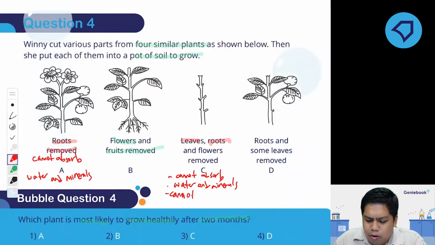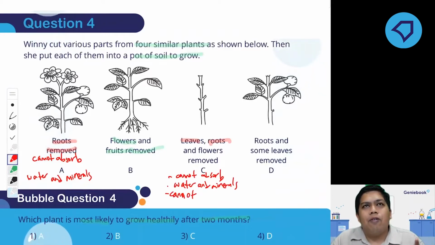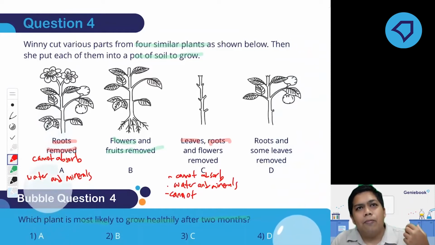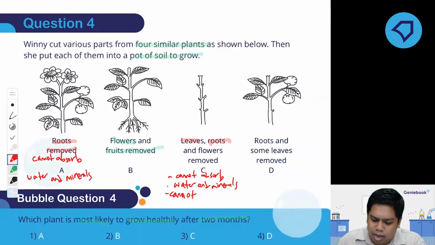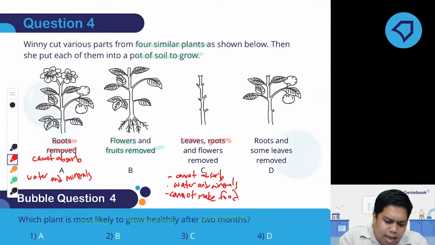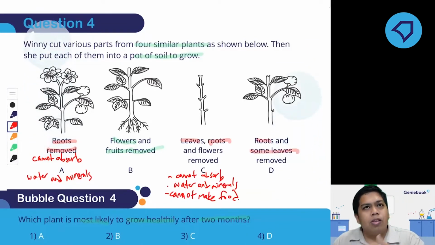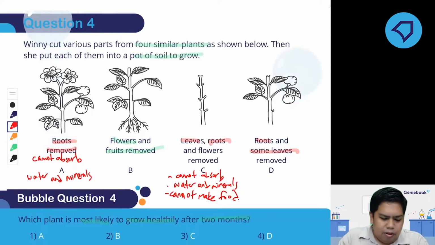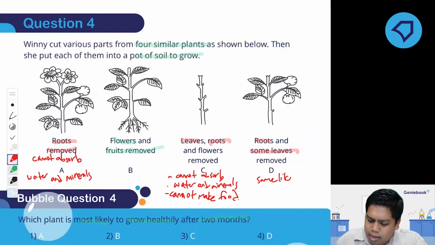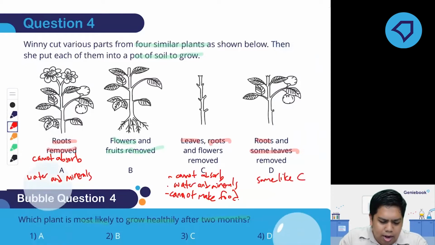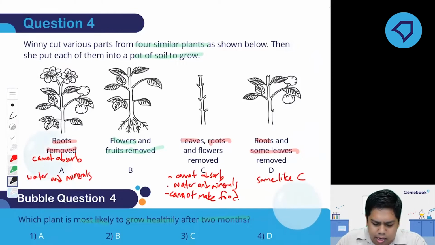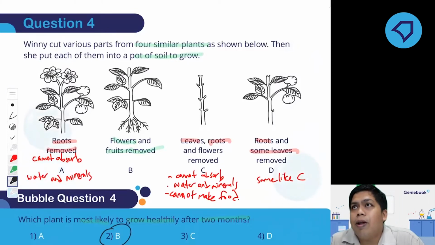Even though you don't know about the leaves, let's say you are P3, P4, you haven't learned about leaves yet, I haven't gone through yet, but you should know about the roots. Because the roots have been removed, so still cannot absorb water and minerals. So for the leaves, cannot make food. And again, same thing for the last one here, roots and some leaves removed. So it's the same like C. You can write down in your notes, same like C. So therefore, that is why the answer over here is option 2, plant B.